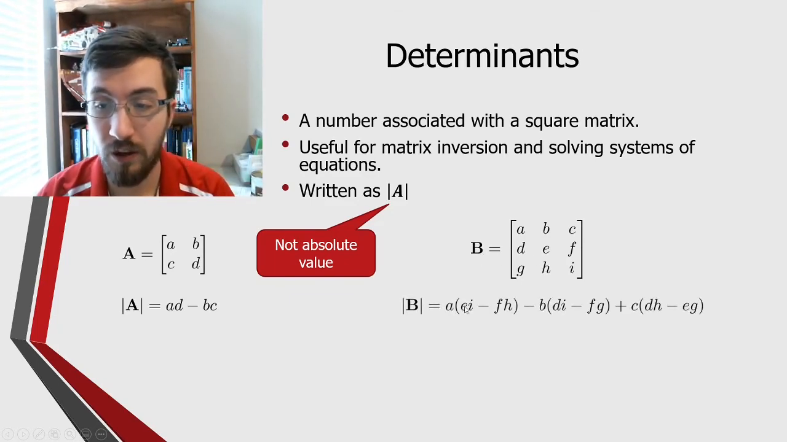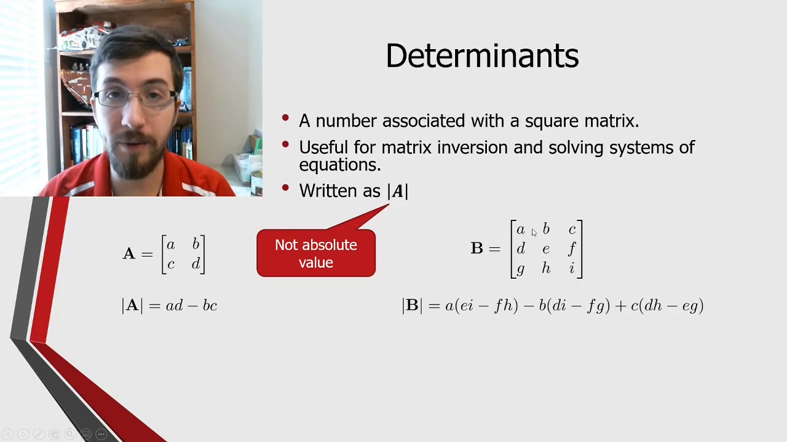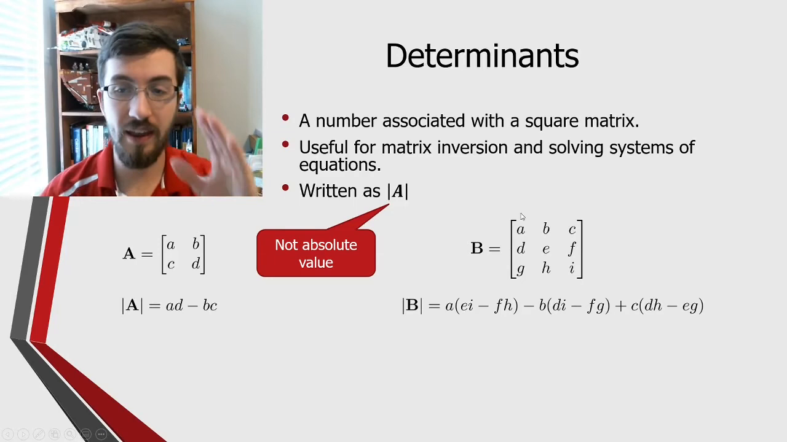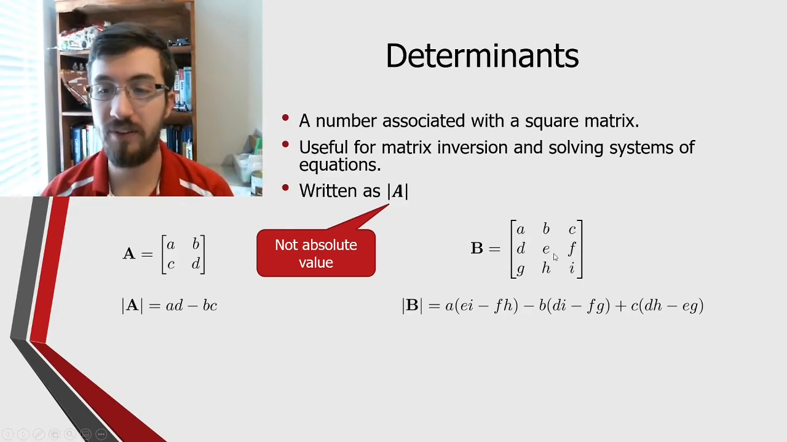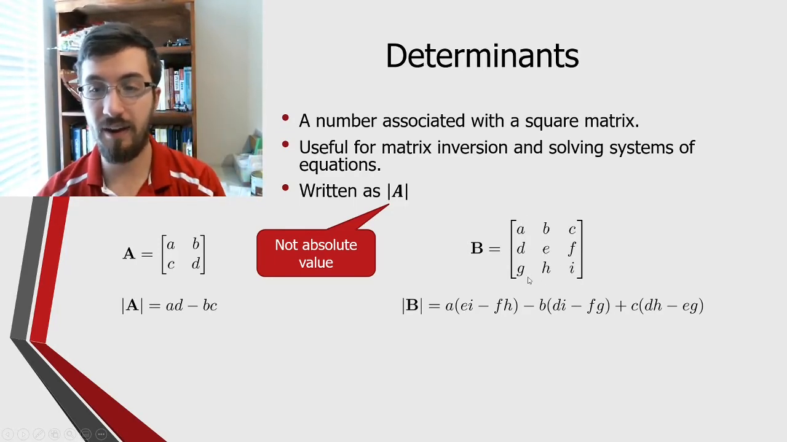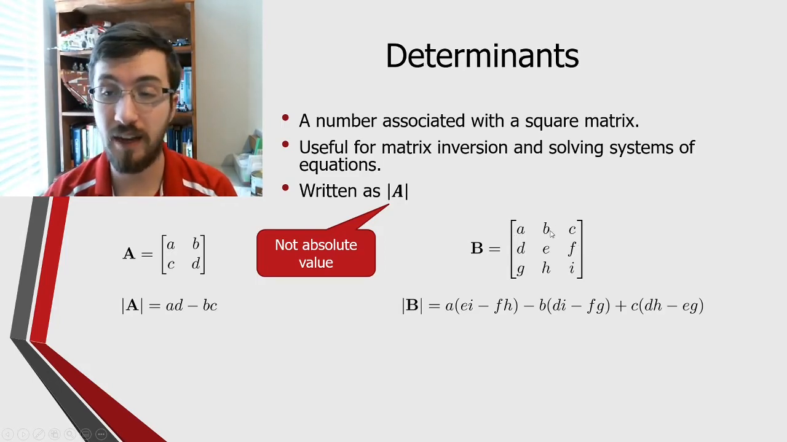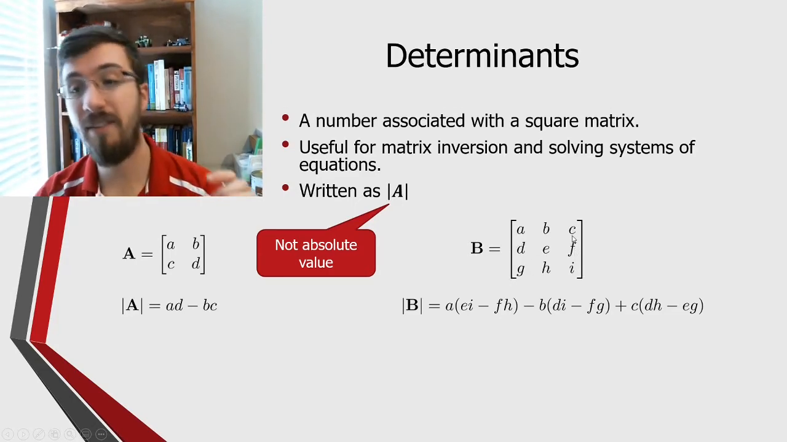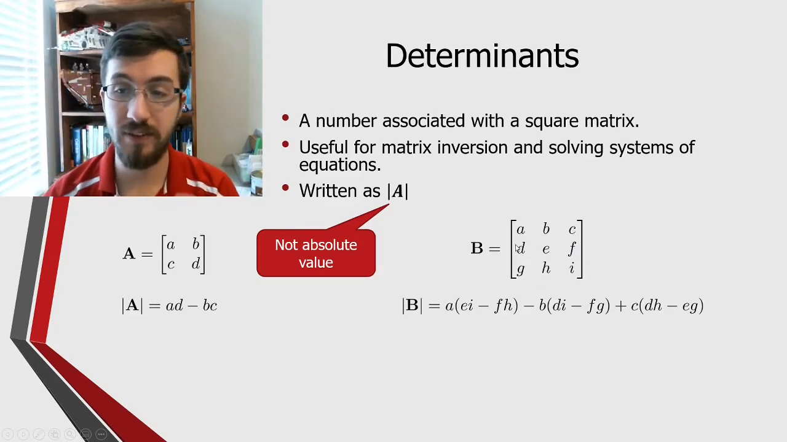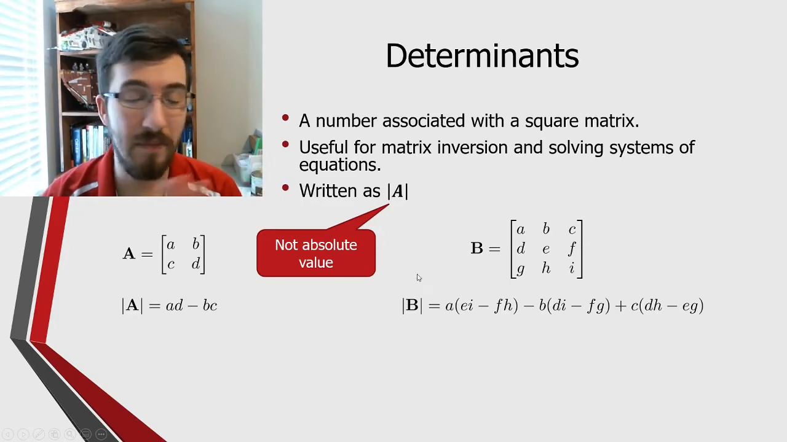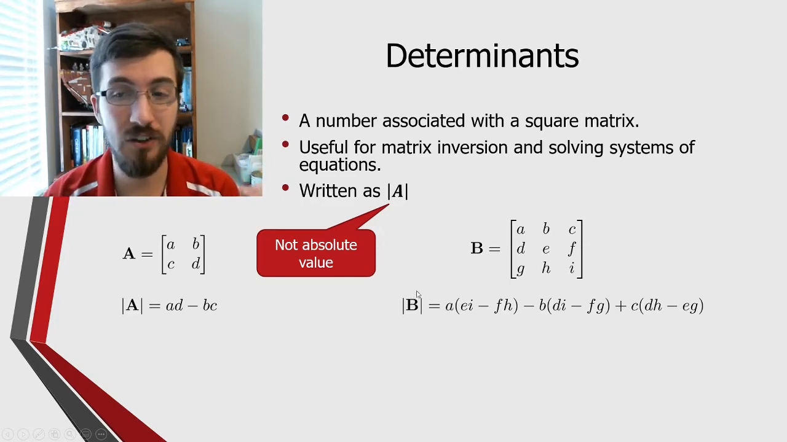Then, once we have those three, we multiply them by A, B, C, and we subtract the middle one. So it's A times the determinant EI minus FH. Then we subtract B times DI minus FG. Then we add again C times DH minus EG. Why? It doesn't matter. Just know that that's what we do. That's how we do it.